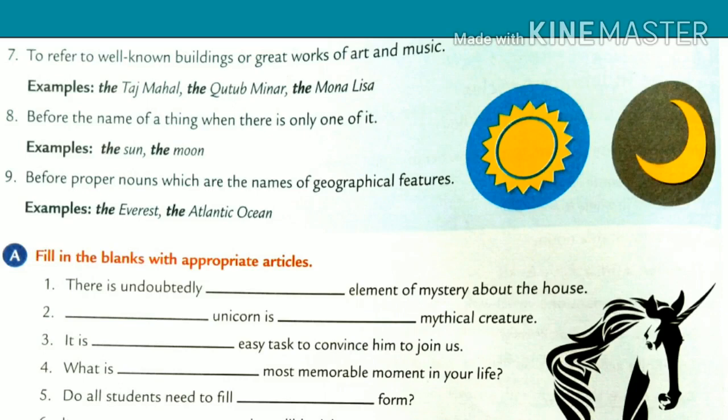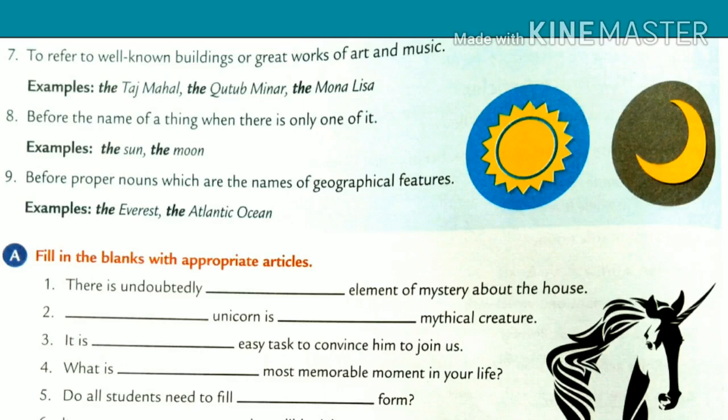Second sentence: dash unicorn is dash mythical creature. Unicorn is the only one creature we have in our universe, and it is also mythical. Only one creature exists in this universe. So we have to use the before the word unicorn. The unicorn is a mythical creature; because it is countable, we use a. The unicorn is a mythical creature.